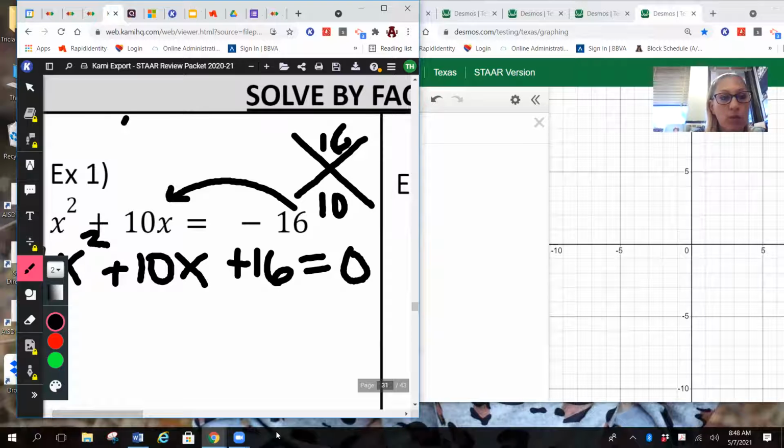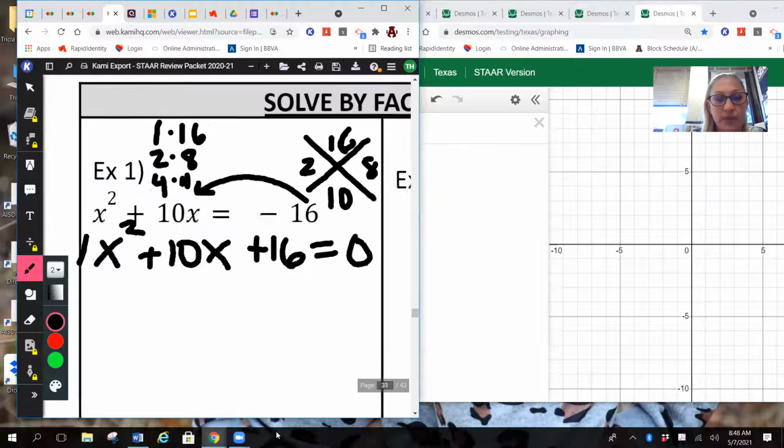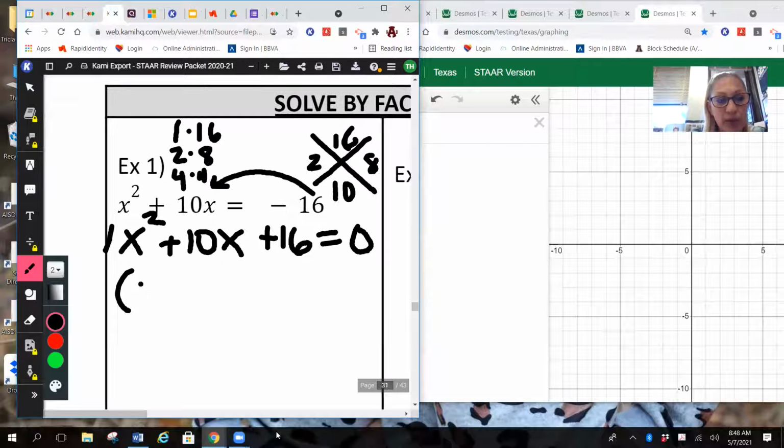Well, 1 times 16 is 16. 2 times 8 is 16. 4 times 4 is 16. So I can see that 2 and 8 are the magic numbers. So when we factor, I would say x plus 2 and x plus 8.